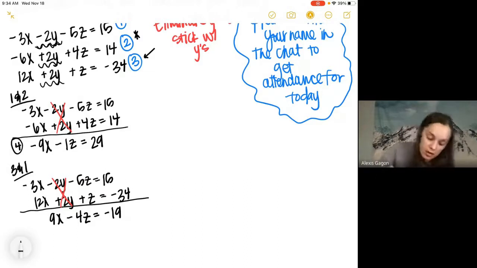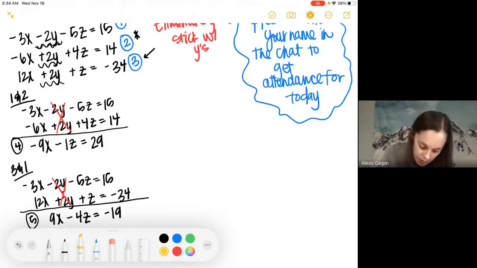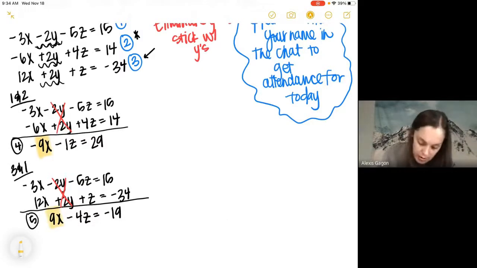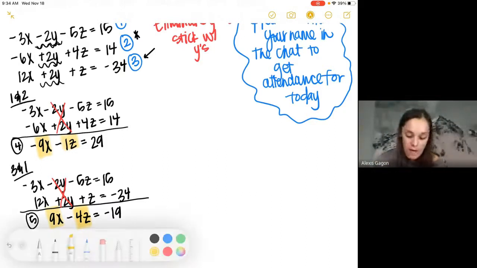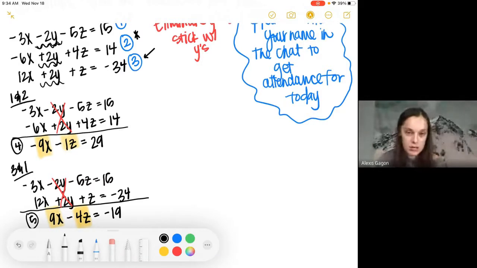And I'm going to call this one equation number 5. Now notice here that these both have an x variable and they both have a z variable. We did that on purpose. That's why we eliminated the y's, so it makes sense that we only have an x and a z variable here. Any questions at all to that point?